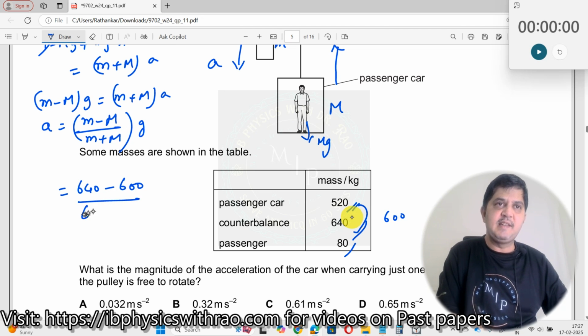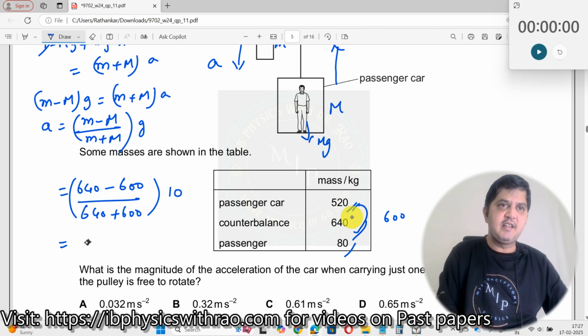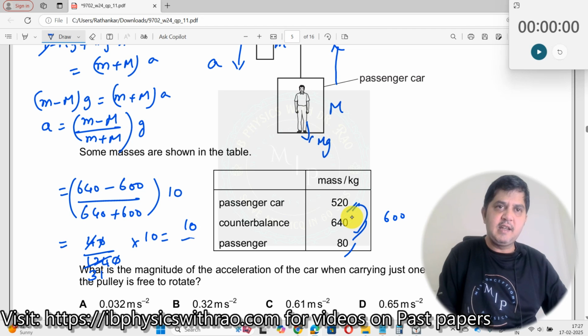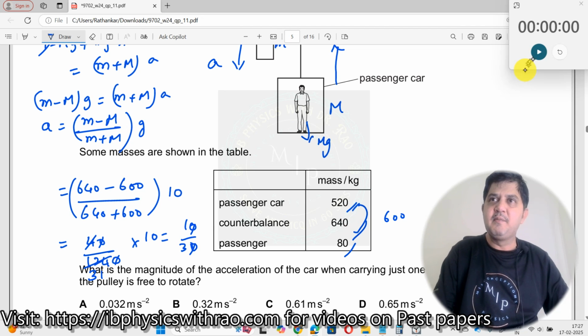I'll do the same thing here. 640 plus 600. Multiply this by g. I'll take 10 over here. Okay, let us see later on the closest answer. So 640 minus 600 should be 40, divided by 640 plus 600 should be 1240. Double zero goes away here. 4 ones are 4, 3 ones are 3, multiplied by 10, which should be equal to what? 10 by 31. Okay. So if I make this 30 over here, just I need to solve this in 1 minute.